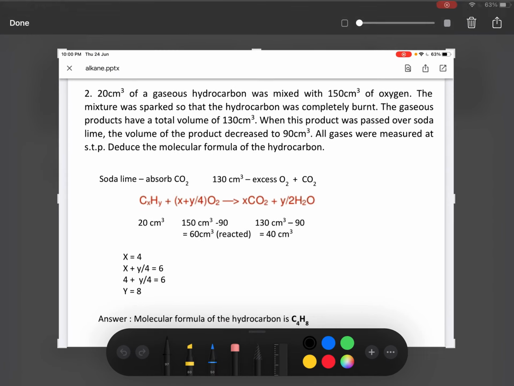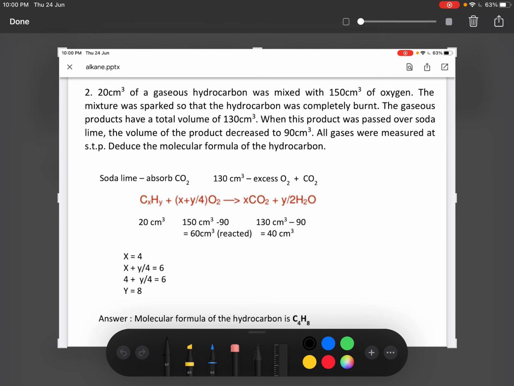Yeah, this one. Okay, I'm gonna screenshot this, and then I think if I pin this, yeah. 20 cm cube of a gaseous hydrocarbon was mixed with 150 cm cube of oxygen. The mixture was sparked so that the hydrocarbon was completely burned. The gaseous products have a total volume of 130 cm cube. When this product was passed over soda lime, the volume of the product decreases to 90 cm cube, and all gases were measured at standard temperature and pressure.